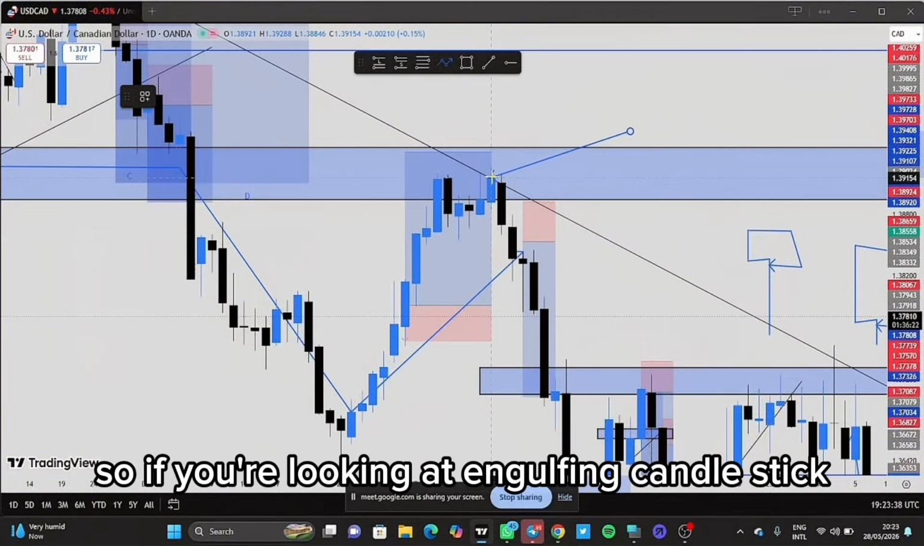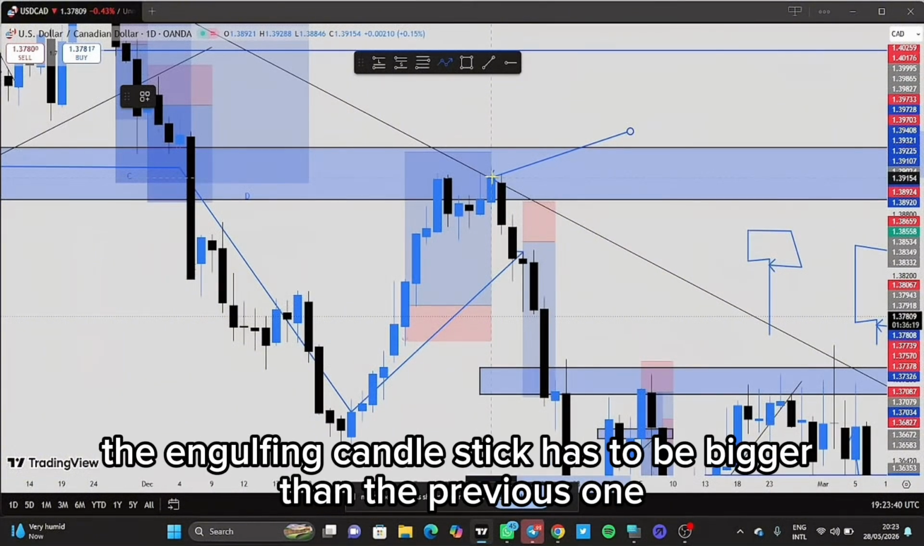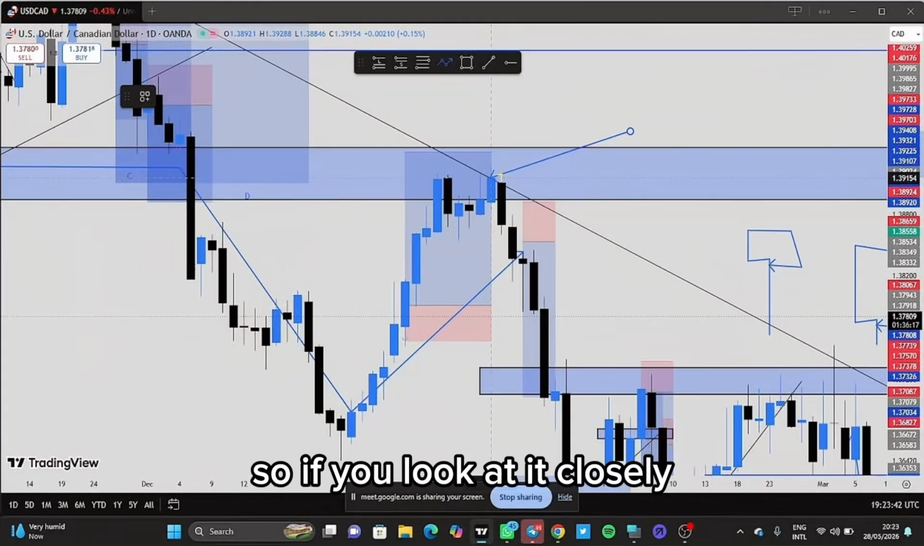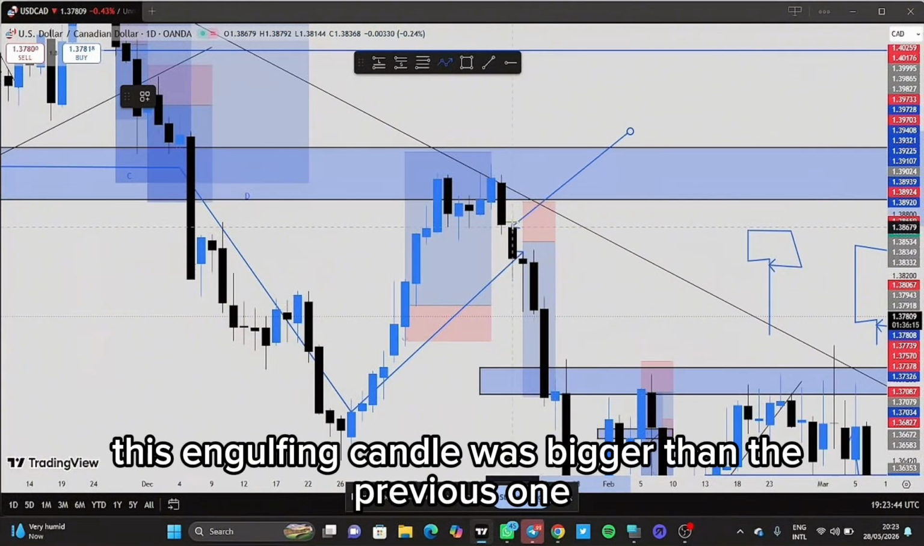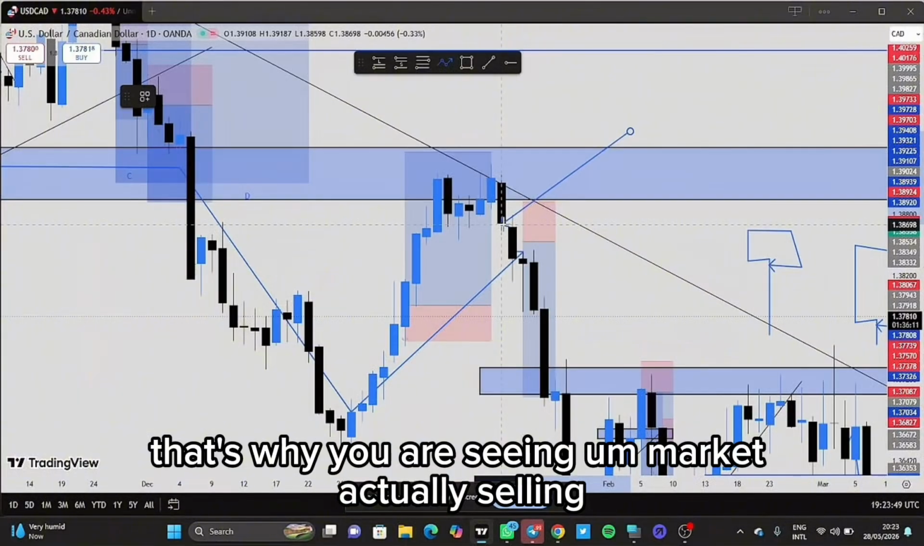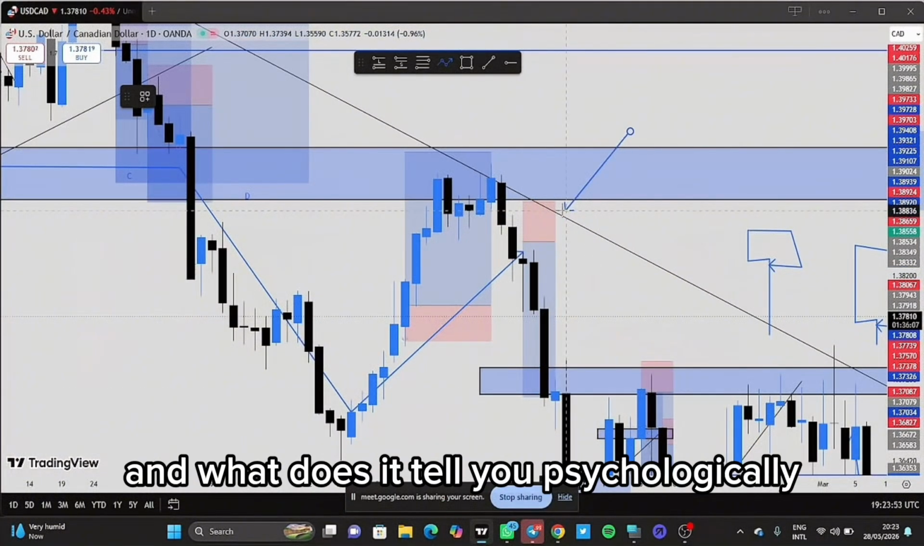So if you're looking at engulfing candlestick, the engulfing candlestick has to be bigger than the previous one. If you look at it closely, this engulfing candle was bigger than the previous one. That's why you are seeing market actually selling. And what does it tell you psychologically?